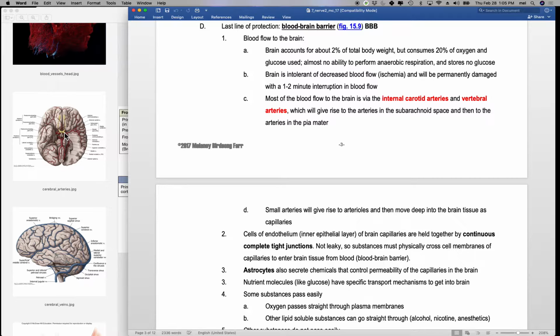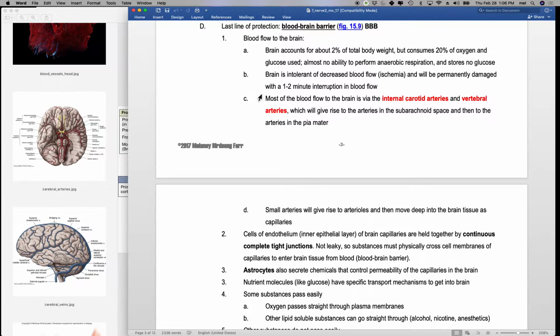But I need to explain to you both about blood flow to and from the brain, and then also what I mean by blood-brain barrier before we get into the specifics. First off, the brain is a blood hog. It only accounts for about 2% of your body weight, but it uses up about 20% of your glucose and oxygen. So it requires a ridiculous amount of blood flow. And in addition, it is intolerant of, I don't know if you know the word ischemia. Do you know that word? It's reduced blood flow.